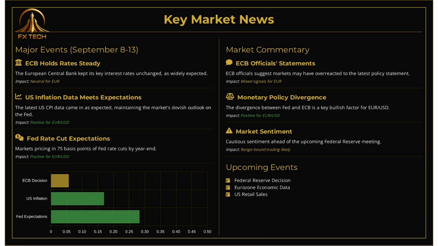Now, let's turn our attention to the key market news that influenced the EUR/USD pair during the week of September 8th to 13th. As you can see, there were several significant events that shaped market sentiment. The European Central Bank's decision to hold rates steady was a major event, though it was widely expected and had a neutral impact on the euro.